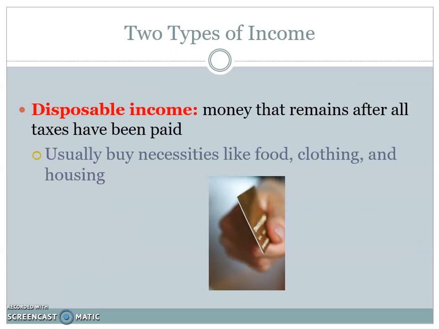Types of income. This for sure you want to write down. Disposable income. There's two types. This is the money that remains after all your taxes have been paid. So when you go home with that paycheck from your work, it's going to be your disposable income. That's going to pay your cell phone bill, your car insurance, buy your McDonald's, buy clothing, that type of stuff. All the needs that you guys have.